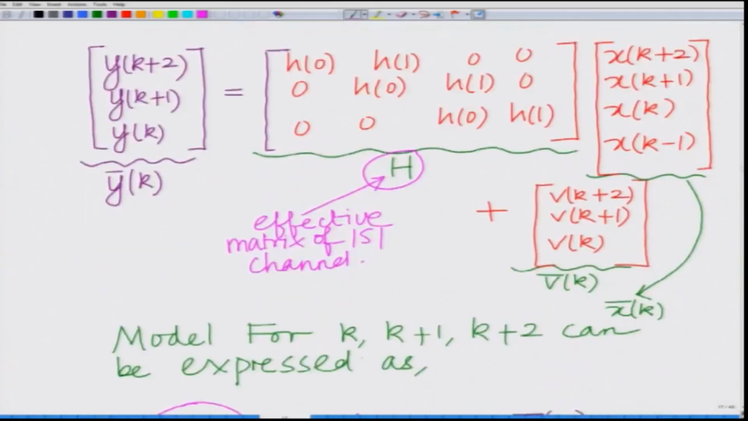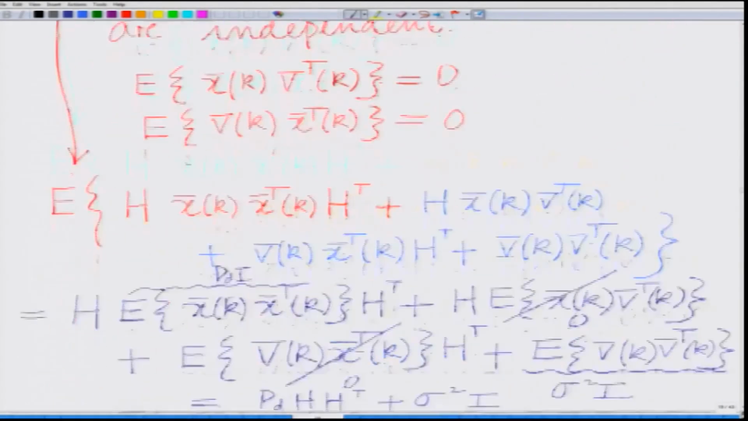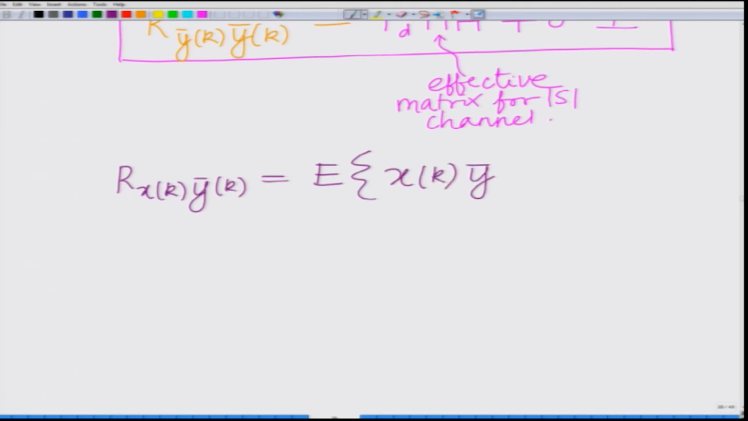So, basically this is the effective channel matrix H, and now let us look at the cross covariance between x_k, not x bar k, but rather x_k, the desired symbol to be estimated. So now let us look at R x_k y bar k, that is expected value of the symbol x_k times transpose of the vector y bar k, which is expected value of x_k times (h x bar k) transpose.